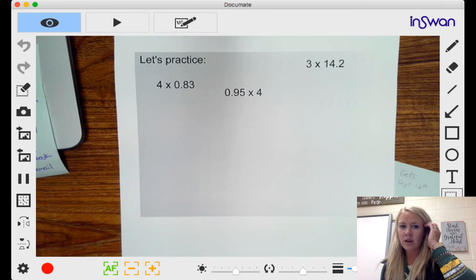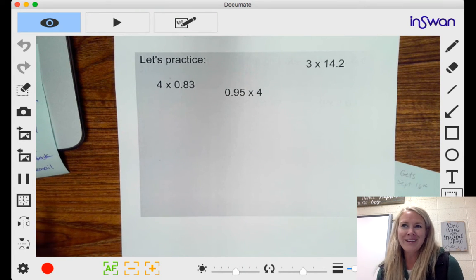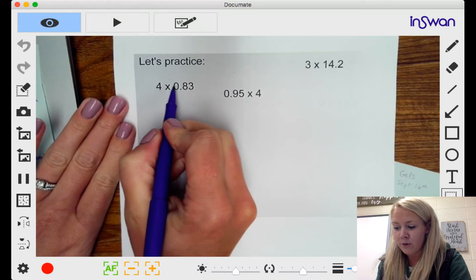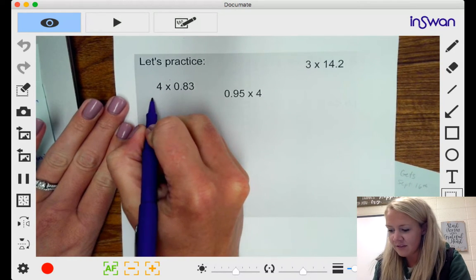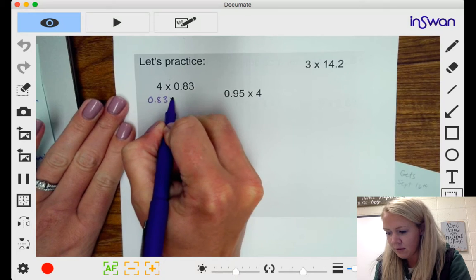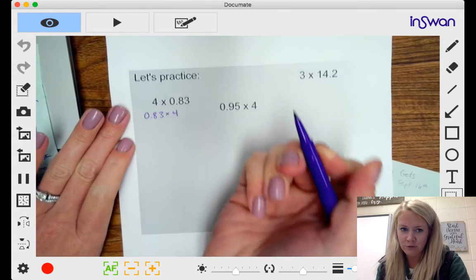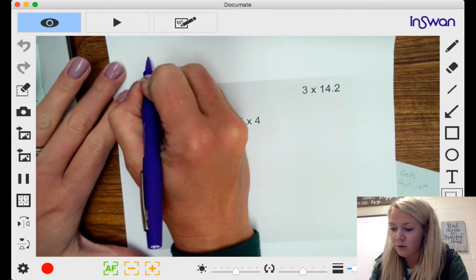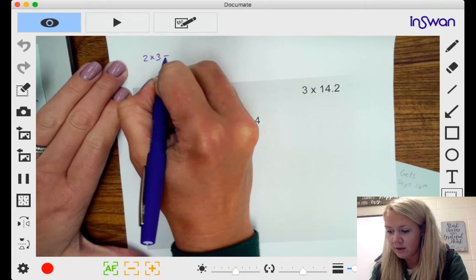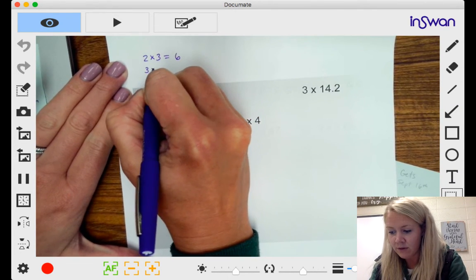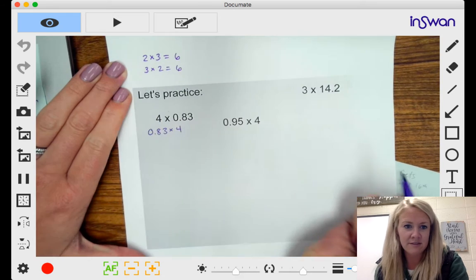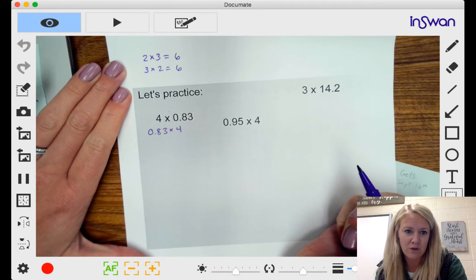And what's really nice with multiplication is order doesn't matter. So if I do 4 times 0.83, it's the same as doing 0.83 times 4. If you want to question me on that, feel free to do 2 times 3 and get 6. If I do 3 times 2, I still get 6. My answer doesn't change if I change the order.